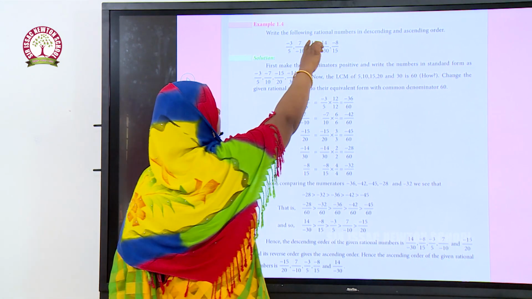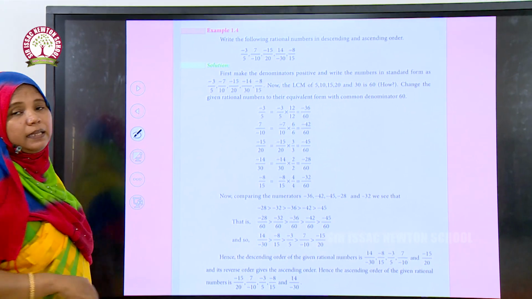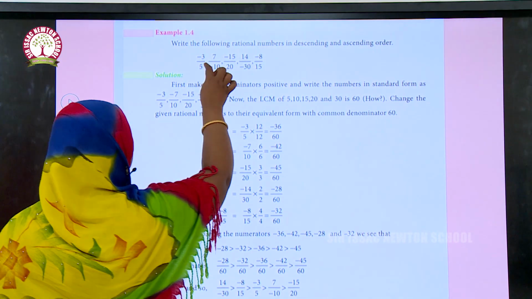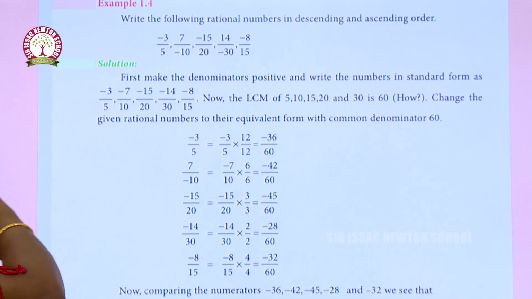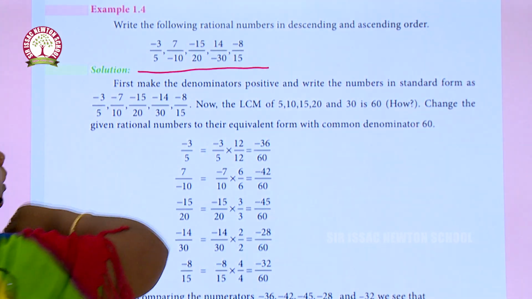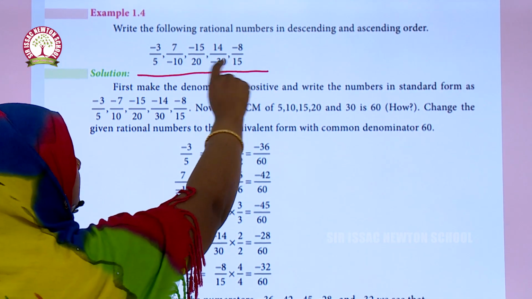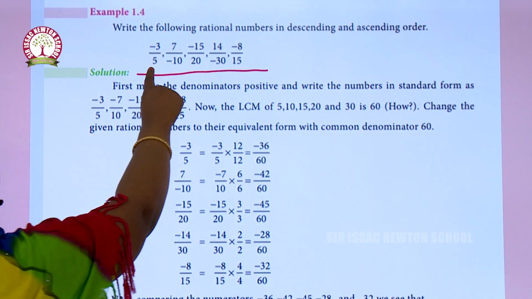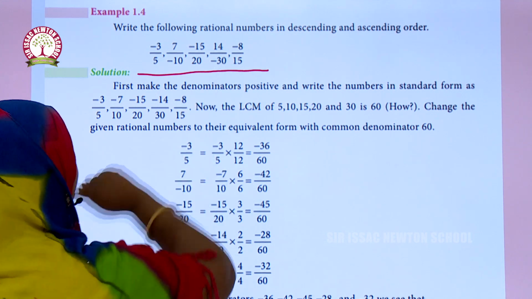Now five rational numbers are given and we are asked to arrange them in both ascending and descending order. Take the first rational number, minus 3 by 5. The very first step is to make the denominators equal. All the rational numbers have different denominators, so first make all the denominators equal. You have to take the LCM for 5, 10, 20, 30 and 15.